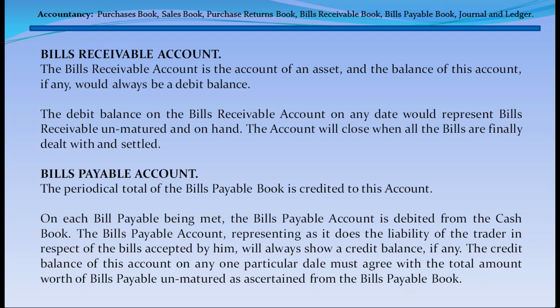Bills payable account. The periodical total of the bills payable book is credited to this account. On each bill payable being met, the bills payable account is debited from the cash book. The bills payable account, representing as it does the liability of a trader in respect of the bills accepted by him, will always show a credit balance, if any. The credit balance of this account on any one particular date must agree with the total amount worth of the bills payable unmatured as ascertained from the bills payable book.